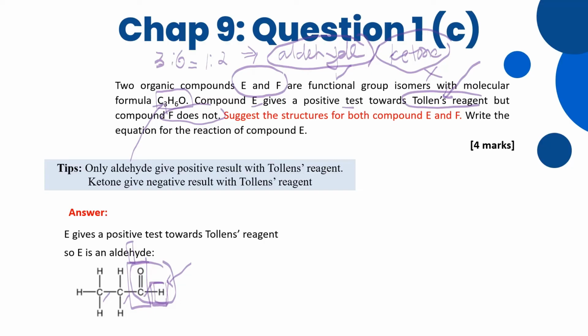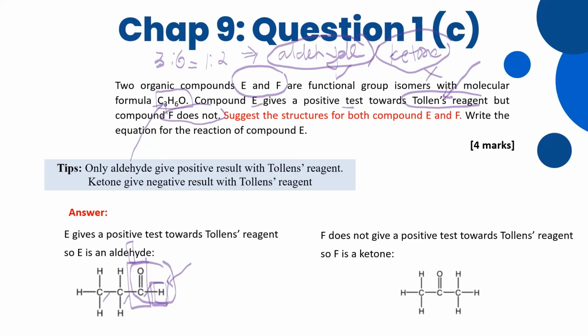How about F? F should be a ketone, because it does not give a positive test towards Tollens reagent. So how to draw a ketone with 3 carbon? We put a C double bond O, and we have another 2 carbon on the side. So that makes up the formula C3H6O.